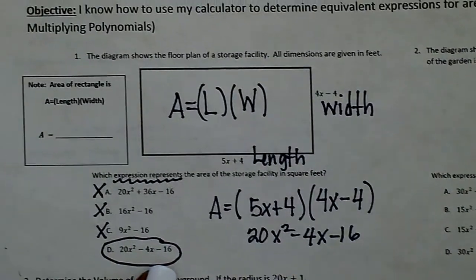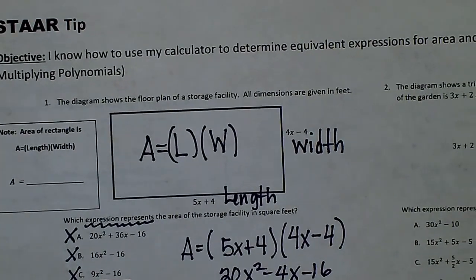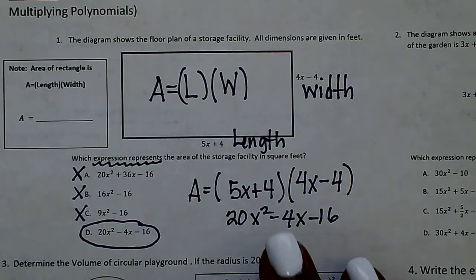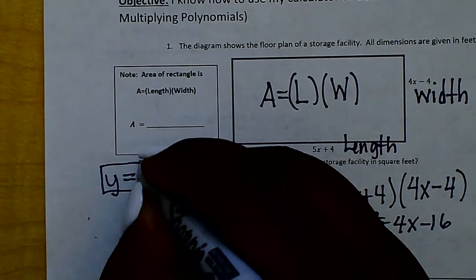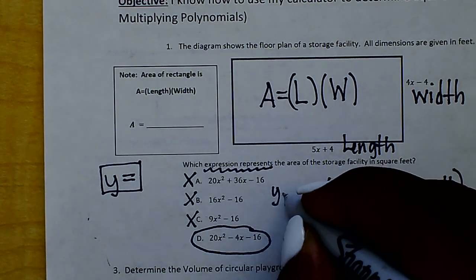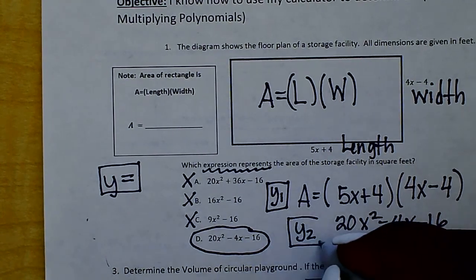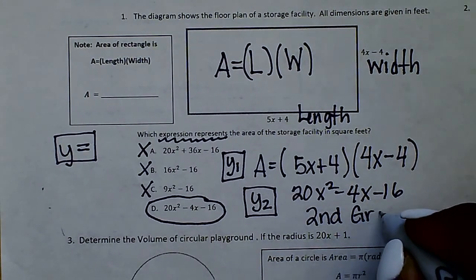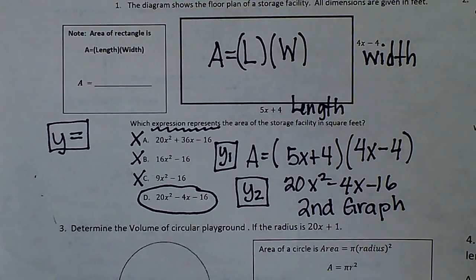So when we're multiplying polynomials, we can use our calculator to determine it. Our STAAR tip of the day is that your calculator is very powerful, and you can use it by pressing y equals. In y1, we put this. In y2, we put our answer choice, and then we press second graph to check our values. And that's the STAAR tip of the day. All right?